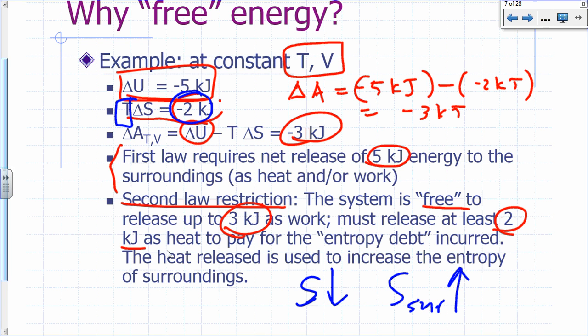So you say your system has incurred an entropy debt, and the system has to pay. And the way it pays is it dumps heat. It has to dump some amount of heat to the surroundings to make the entropy of the surroundings go up. So the heat that is released is used to increase the entropy of the surroundings.